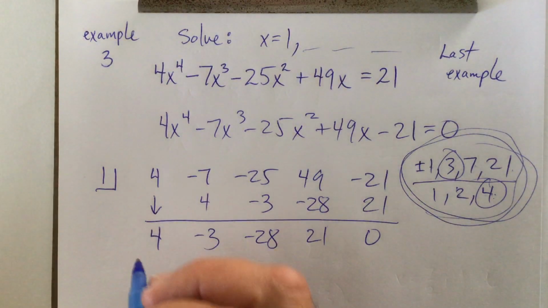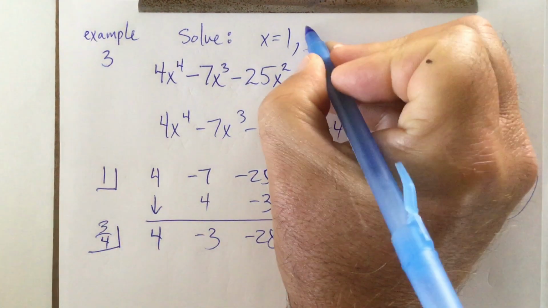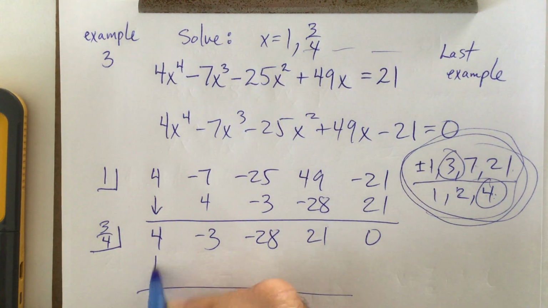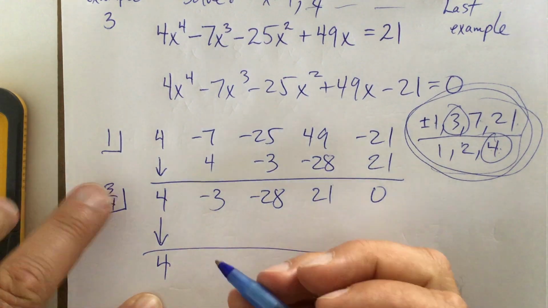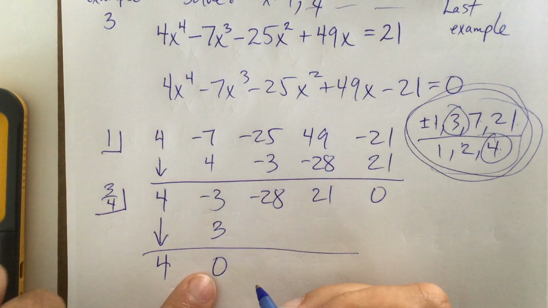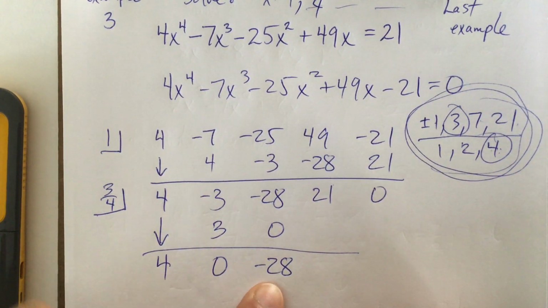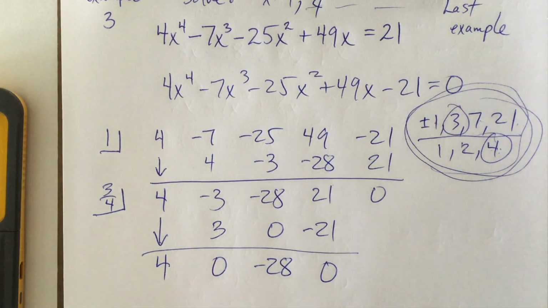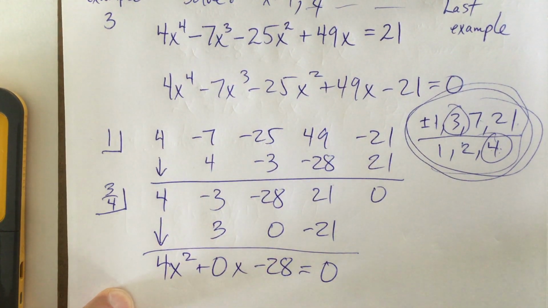Woot, woot. So I'm going to now say 3/4 is the next number. It is totally 3/4. So let's do this. I'm going to bring down the 4. What is 3/4 of 4? 3/4 of 4 is 3. Oop, there's my 0. 3/4 of nothing is nothing. That's -28. 3/4 of that is -21. And I add down, I get 0. So guess what? 4x squared plus no x's minus 28 equals 0.